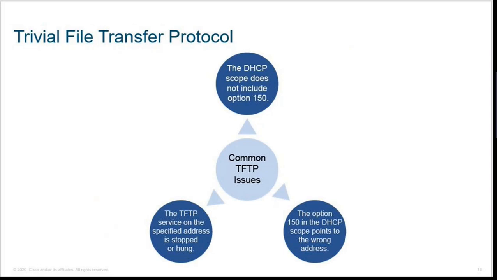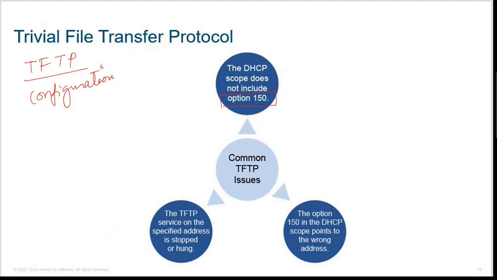TFTP is Trivial File Transfer Protocol. Trivial File Transfer Protocol, TFTP, is very important for providing configuration files or configuration for end devices. So there are some common TFTP issues that can occur. Like if the DHCP scope does not include option 150. Now, this is very important.